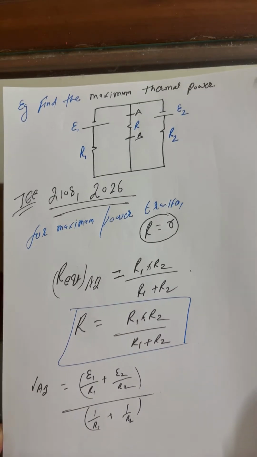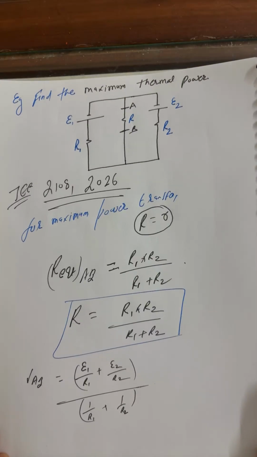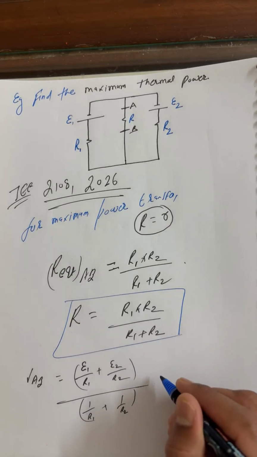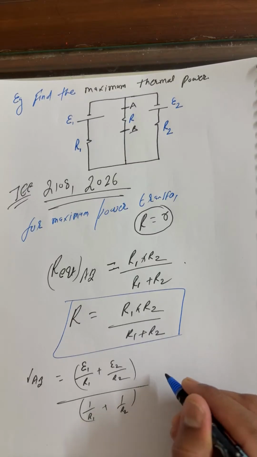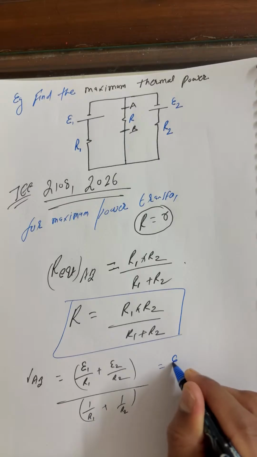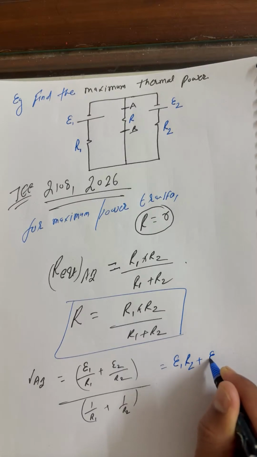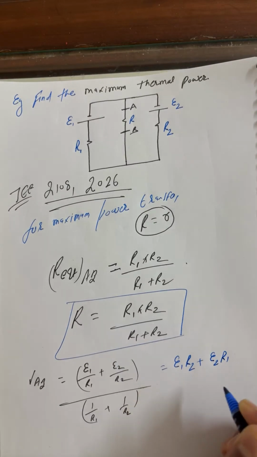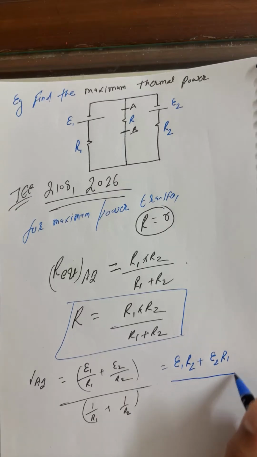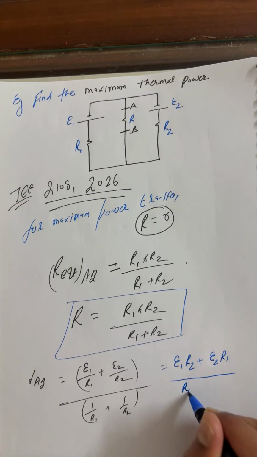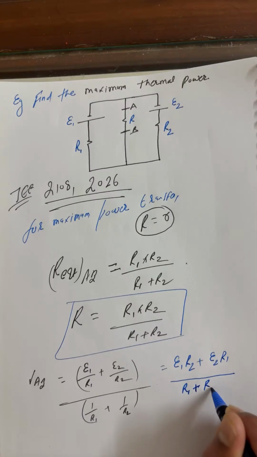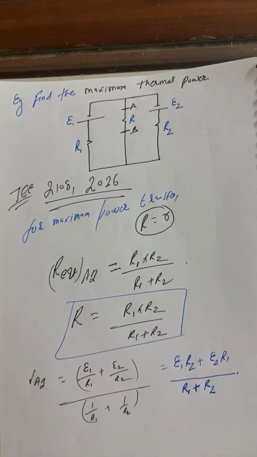It's a normal formula of combination of cells, my dear. Come to the point. Finally, just solve further. You can just take the LCM. This is E1 R2 plus E2 R1 upon R1 plus R2.